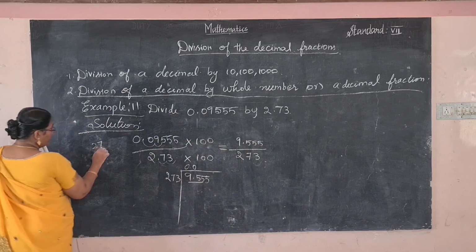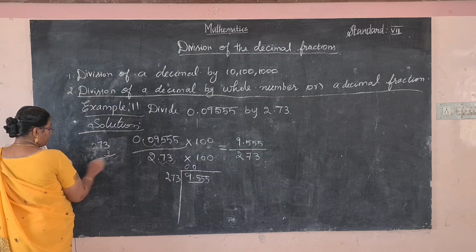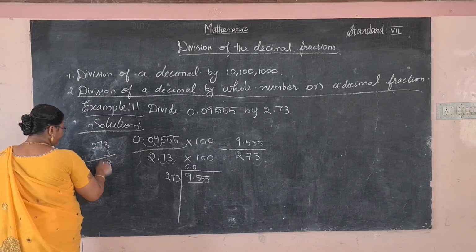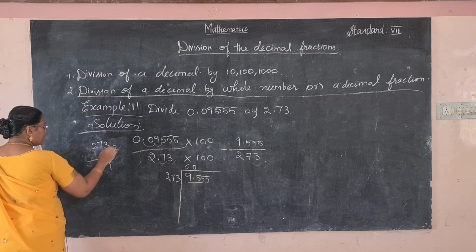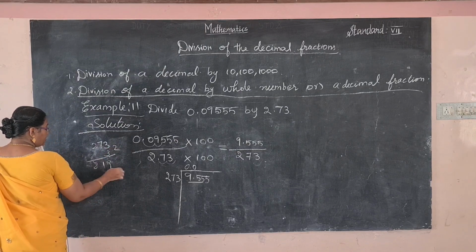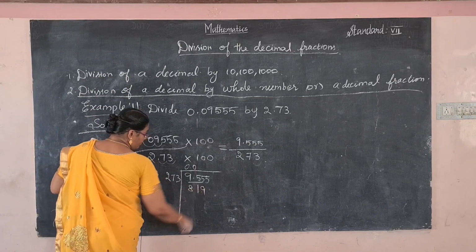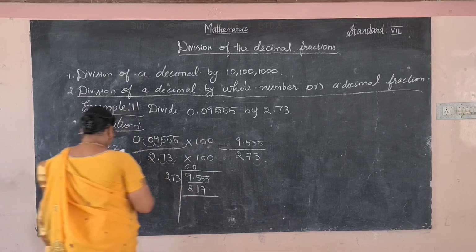Calculate here. 273 times 3. 3 3s are 9. 3 7s are 21. 3 2s are 6, 6 plus 2, 8. So 819. Okay, so subtract this.